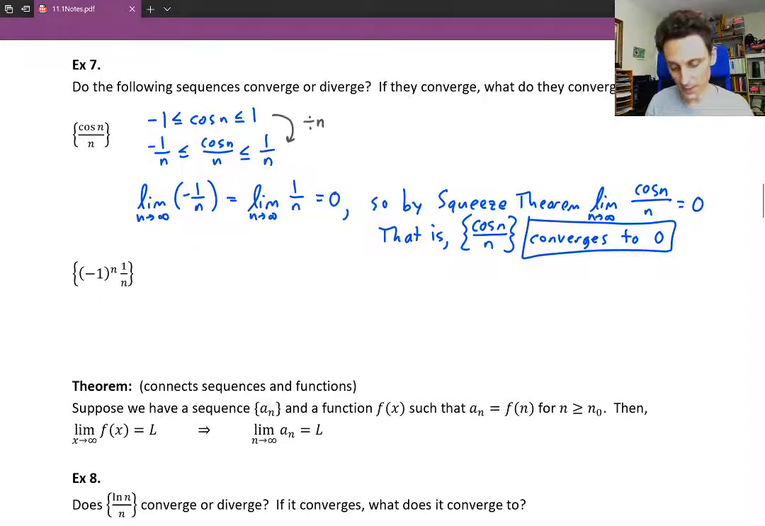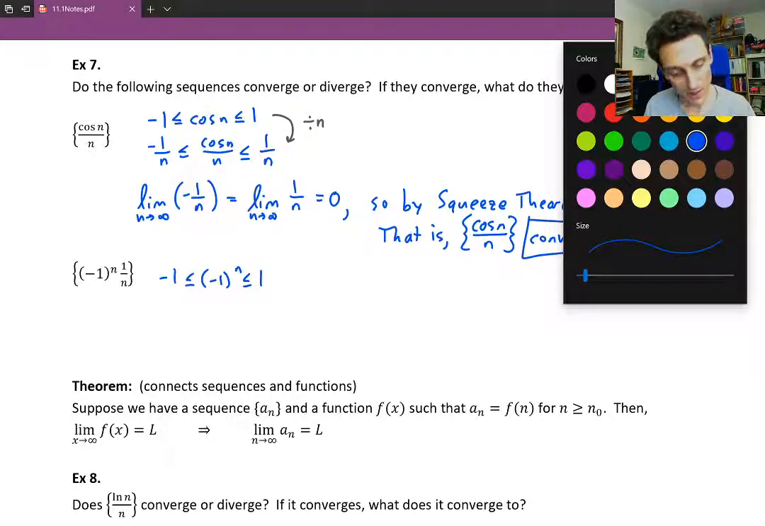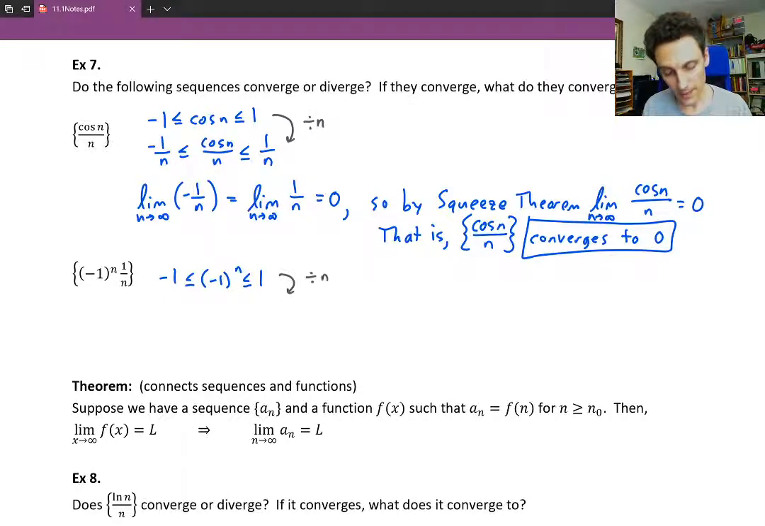Let's look at the next example. -1 to the n times 1 over n. Well, if you look at -1 to the n, that's going to alternate between -1 and +1, right? So you're going to have -1 to the n is between -1 and +1, just like cosine n was. So if you divide this by n, or I should say multiply by 1 over n. Let's write multiply by 1 over n. It's the same thing as dividing by n.